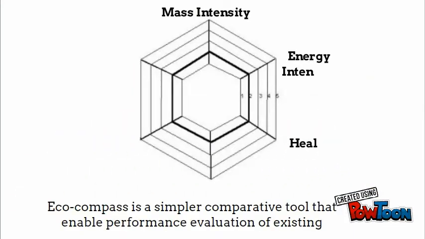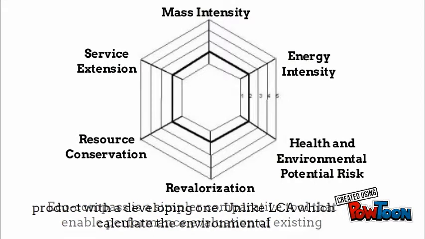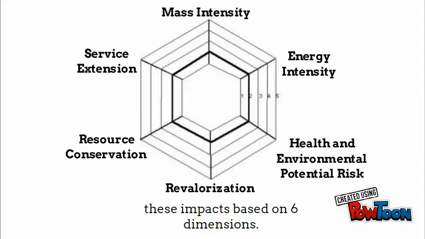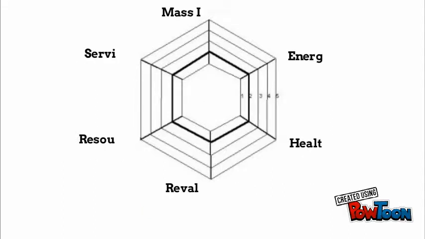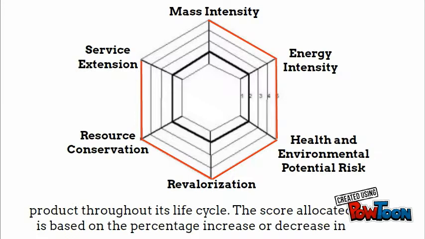EcoCompass is a simpler comparative tool that enables the performance evaluation of an existing product against a developing one. Unlike LCA, which calculates the environmental impact of a product by the input and output at the individual stages, EcoCompass quantifies impact based on 6 dimensions. These are assessed to identify significant environmental and economical issues relating to a product throughout its life cycle.